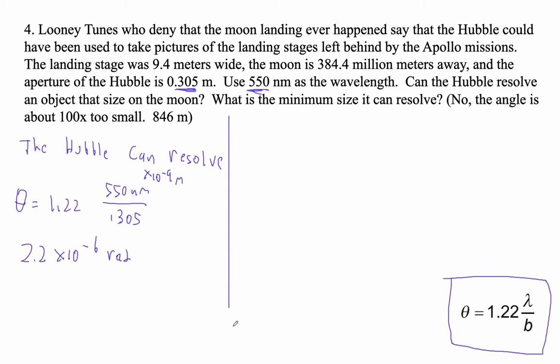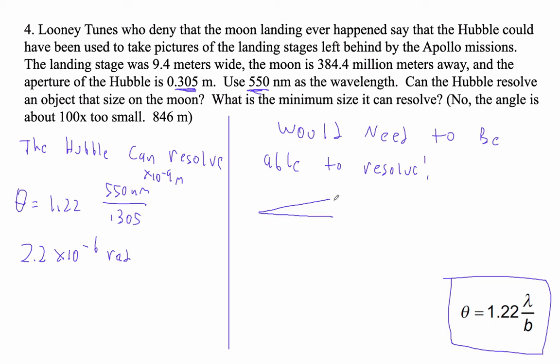All right, now let's figure out what the Hubble would need to be able to resolve. Whenever you're figuring out an angle like that, imagine those are straight lines. This is L, how far away it is. S is how big it is. That angle is just as simple as S over L: how big the object is divided by how far away it is.